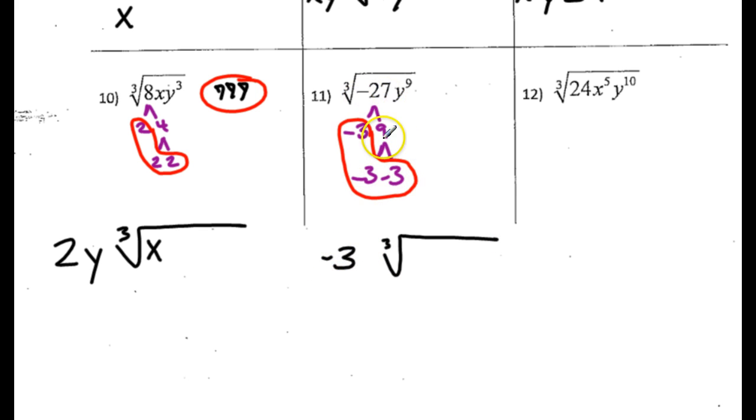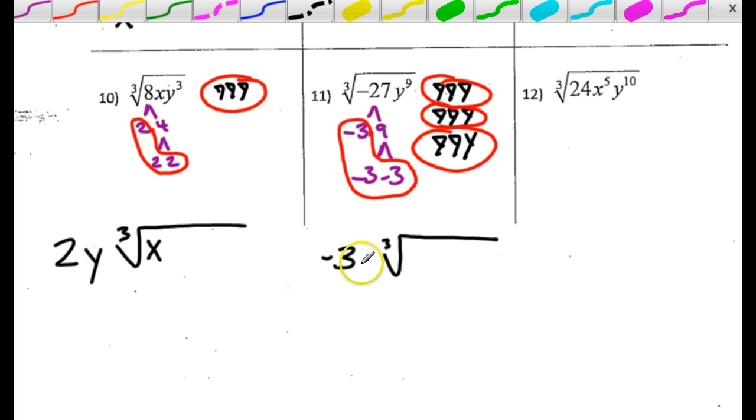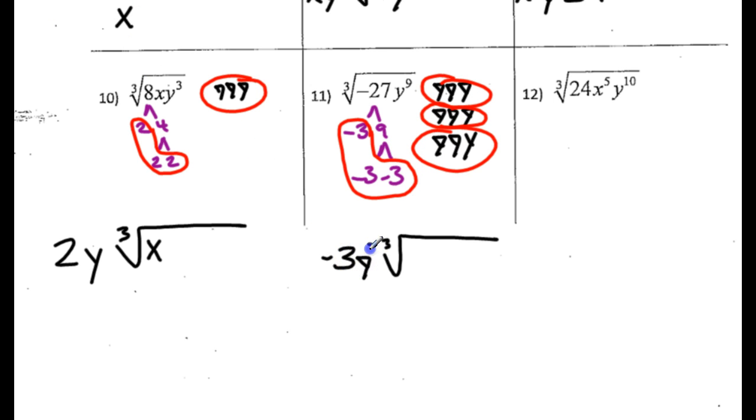There's no number left. Now, if I have y to the 9th, that's 9 y's. So, how many groups of 3 can we make? 1 group, 2 groups, 3 groups. So to show that it's 3 groups of y's coming out, I need a 3 exponent on my y. Nothing stayed in, so let's take the radical sign back off. There's our final answer.